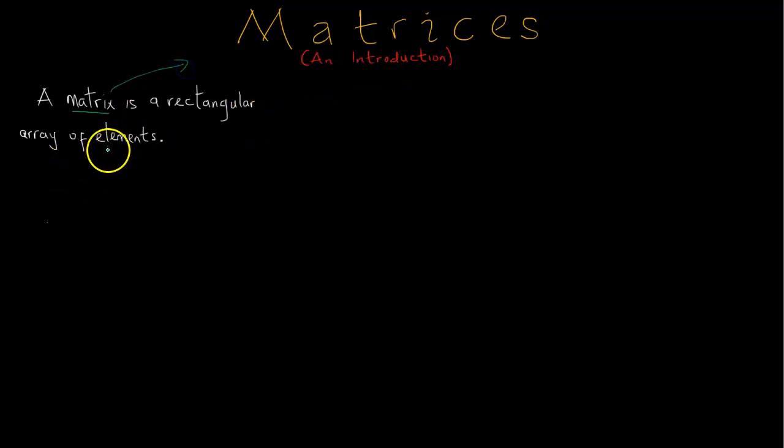Now, the elements here can be numbers, they can be letters, or a combination of both. For example, if A equals, let's say, A, B, C, D. Now we can see here that the uppercase represents the matrix, while the lowercase element represents the entries or the elements within the matrix. This can be called elements or entries. So for example, C is an entry, A, B, D are also entries.